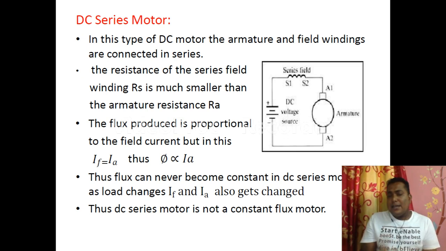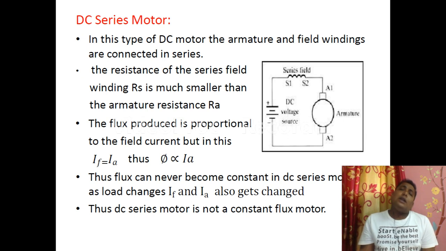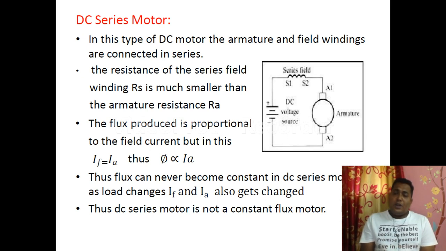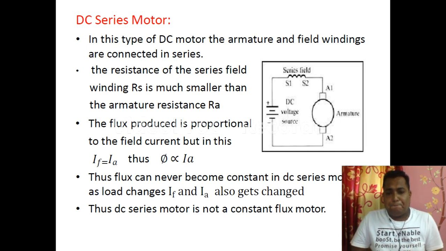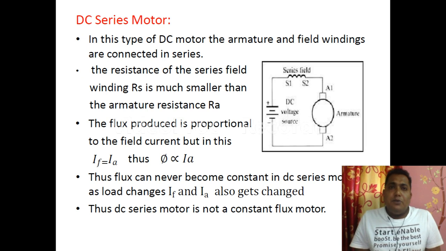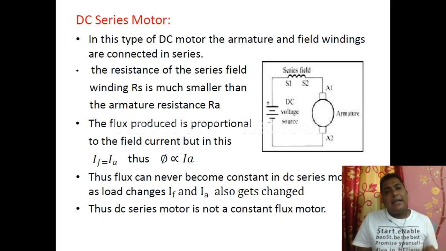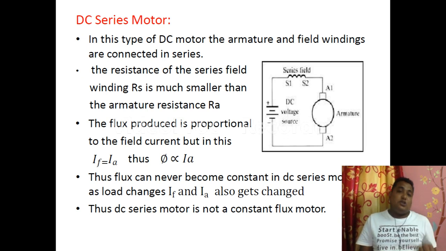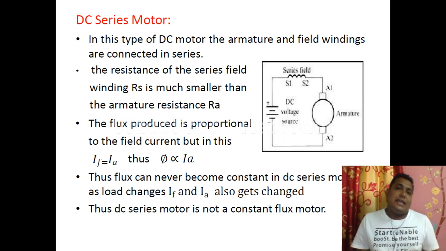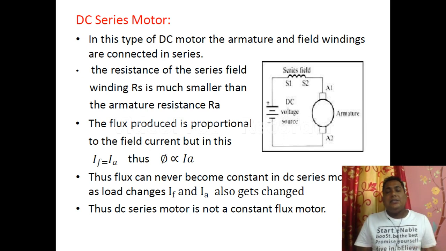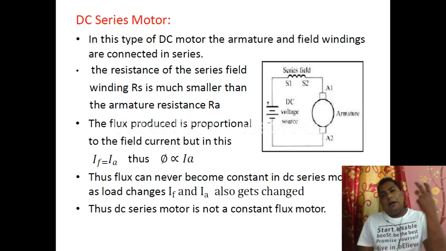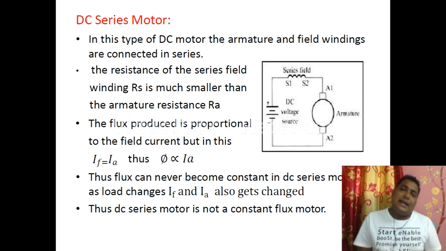So as a single loop is there, we can say that all currents are the same over here, correct. Now we know that if field current is increasing, flux is increasing. If field current is decreasing, flux is also decreasing. That means we can say that this flux is directly proportional to the field current.